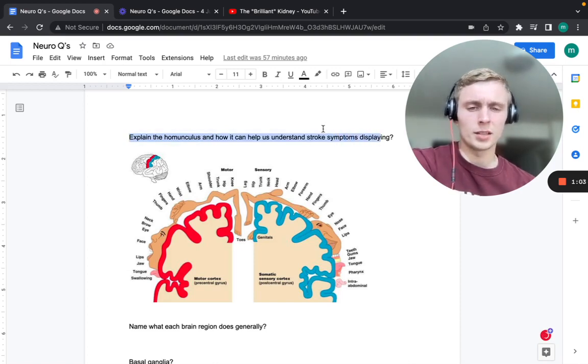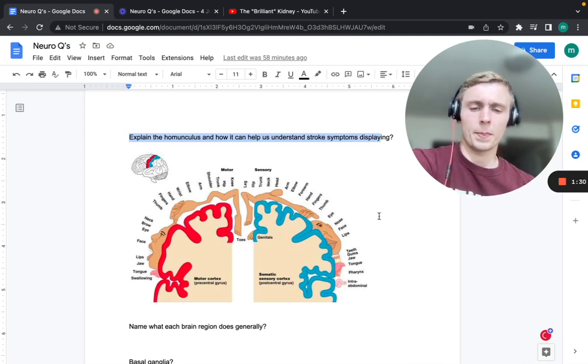So the homunculus is basically a body representation across the brain here. And as you can see in the picture, the feet, you can picture it as like somebody dangling their feet over into the water here, which is the middle. So the feet are down in the middle here, which is going to be occupied by the anterior cerebral artery. And the face is out to the side. One is motor over here, and one is sensory over here.